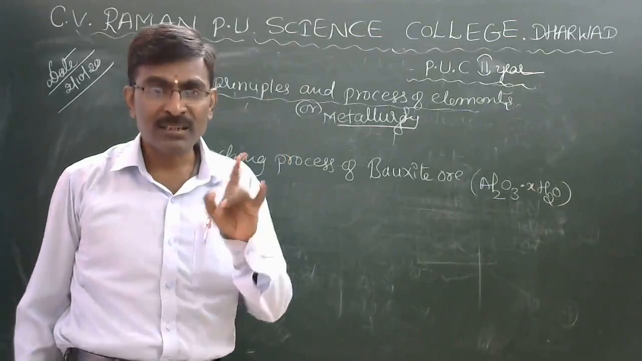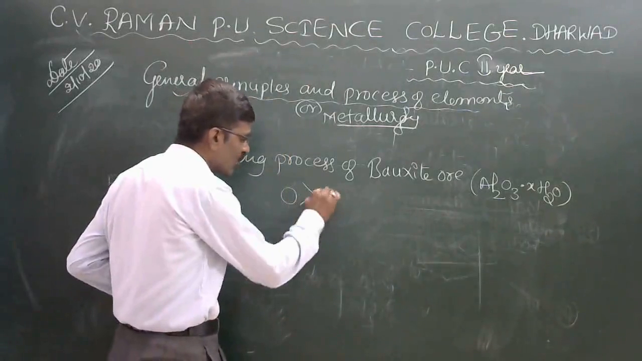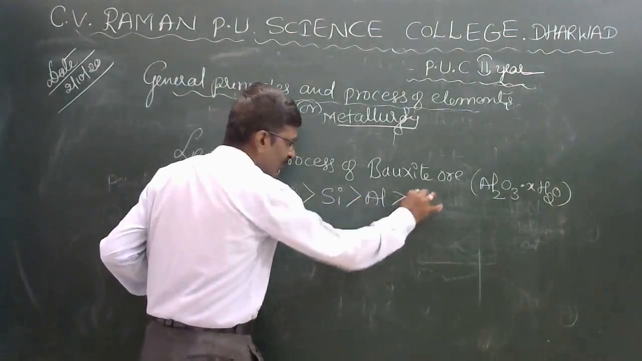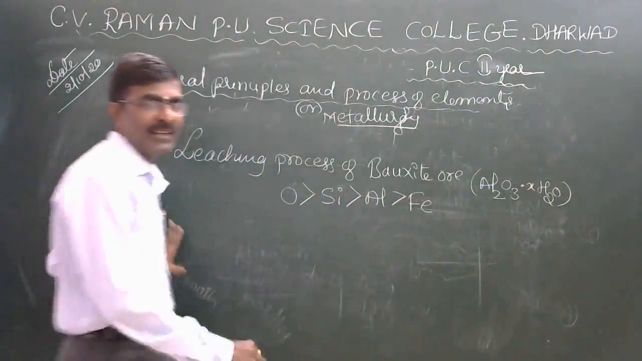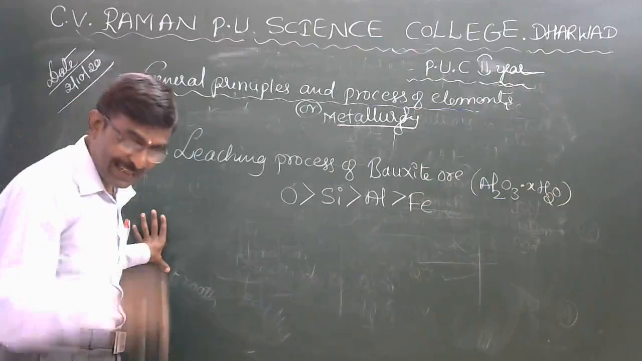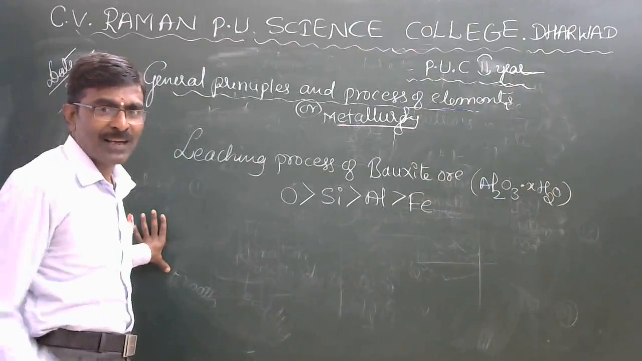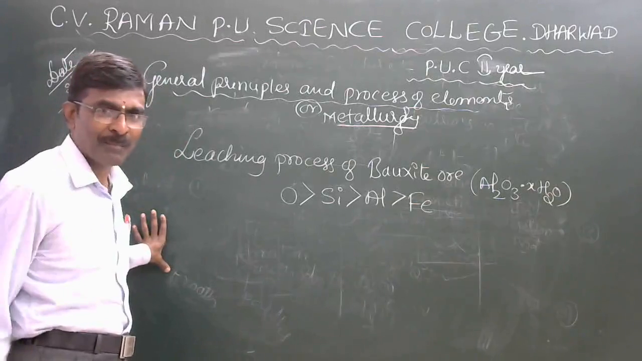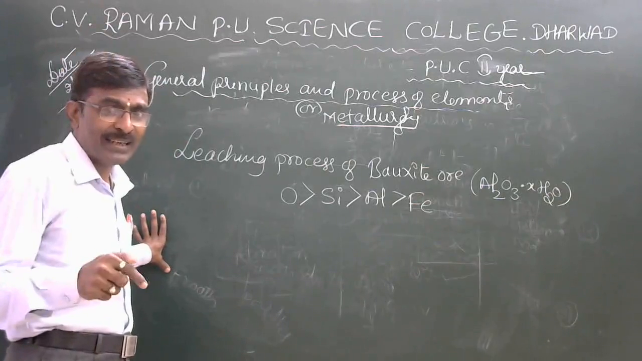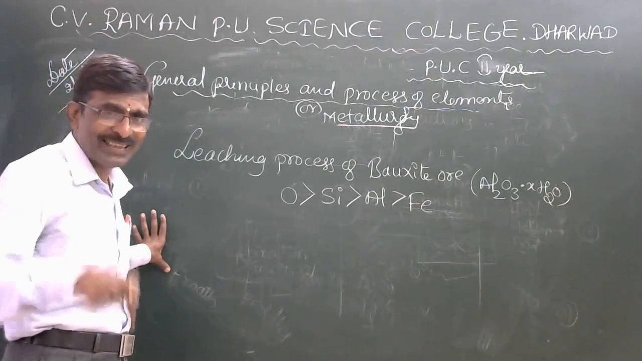You learned oxygen is the first element. Second goes to silicon. Third goes to aluminium. Next, fourth goes to iron, my dear students. The first element is oxygen in the earth's crust, not the atmosphere. The atmosphere is mostly nitrogen. But I am telling you the most abundant element present in the earth's crust is oxygen.